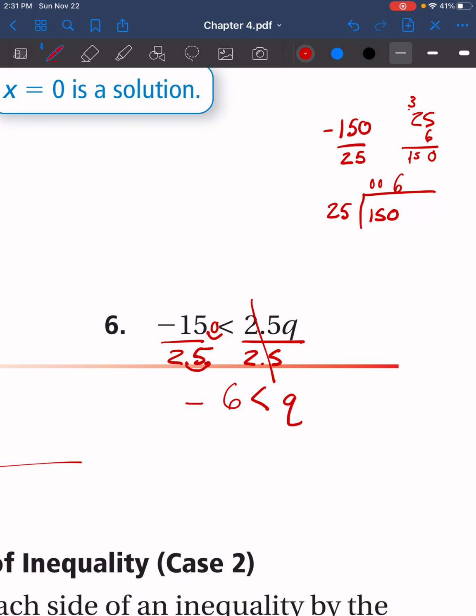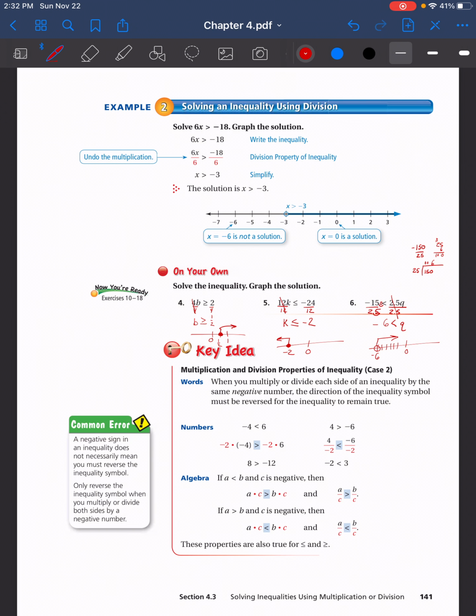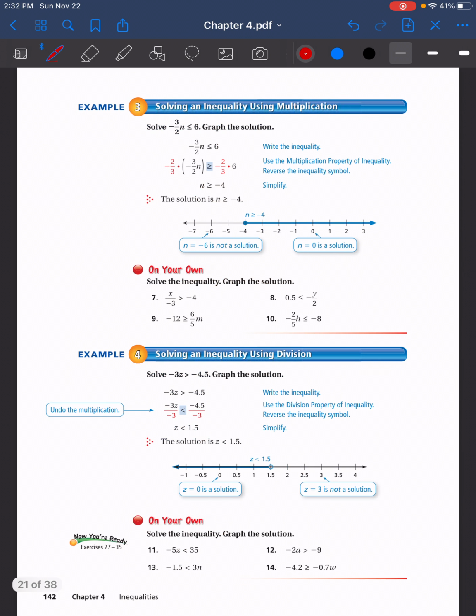Go ahead and graph it. Open circle, Q is bigger. All right, super easy, you guys. Just solve for the variable to get it all by itself. All right.